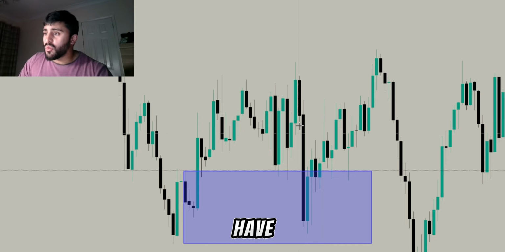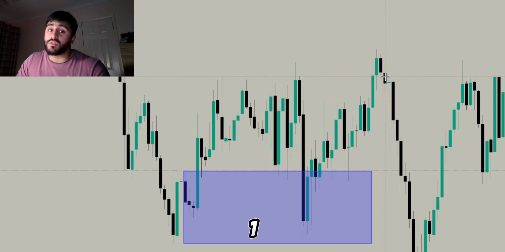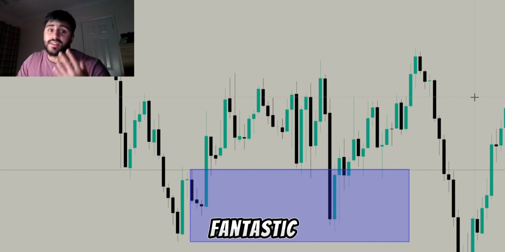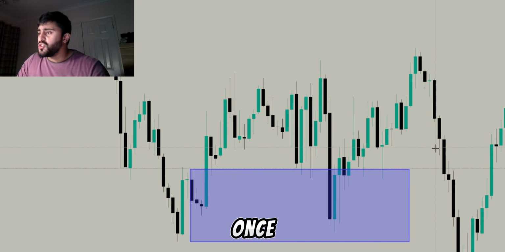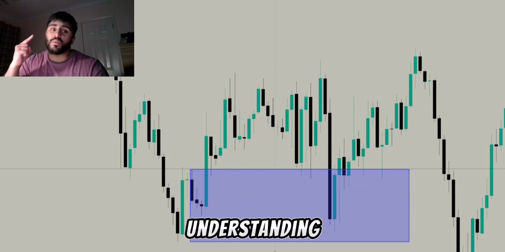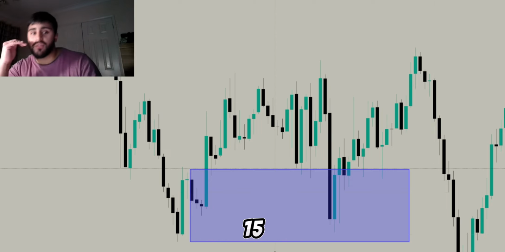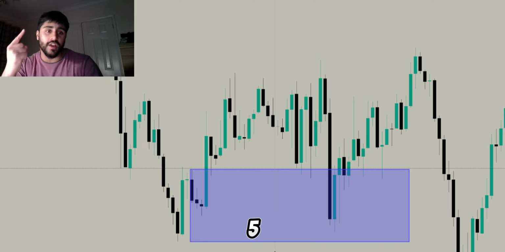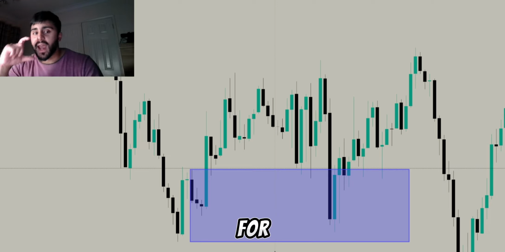So you could have caught a catch here. You could have definitely caught these two catches over here, right? You could have probably caught a 1 to 3, which is a fantastic day, a fantastic trade, right? So again, once you have a fair value gap, you want to be understanding where to trade, which is essentially a 15-minute fair value gap. And you can use the 5-minute or the 1-minute time frame for accurate entries.